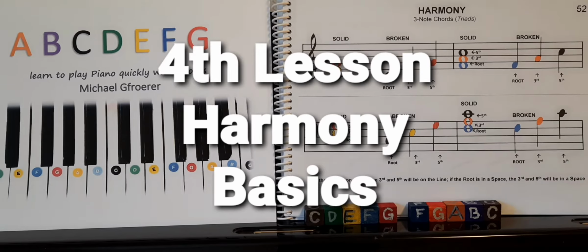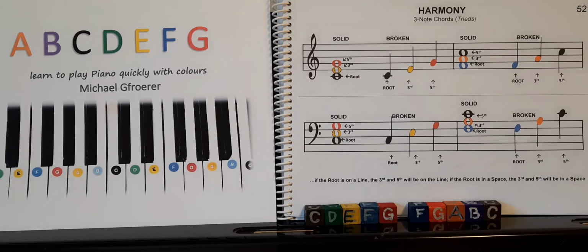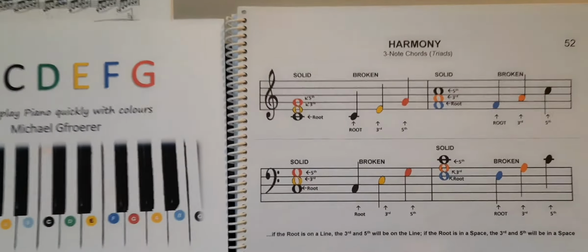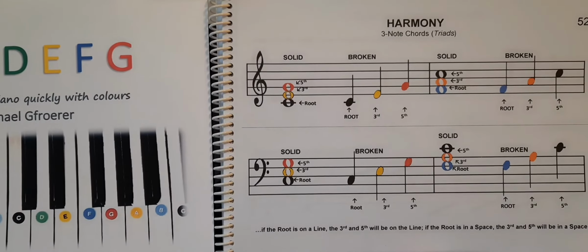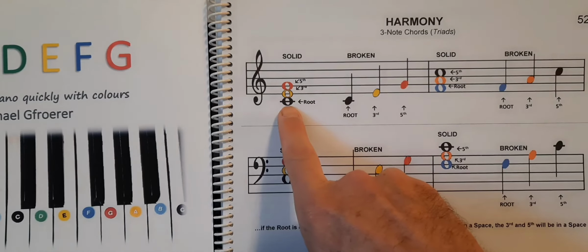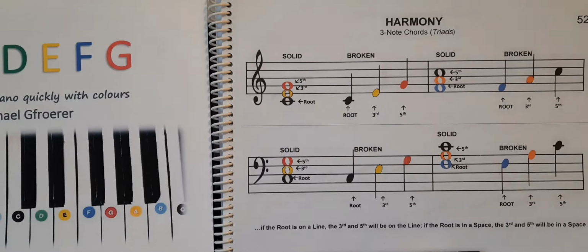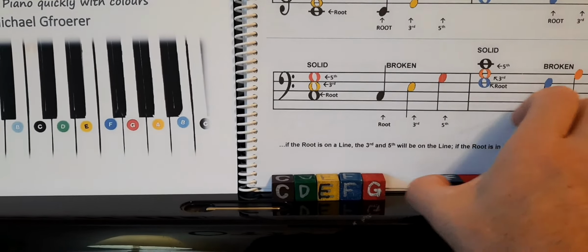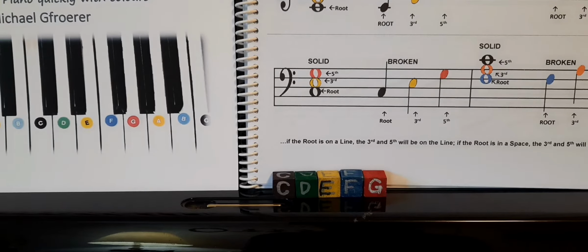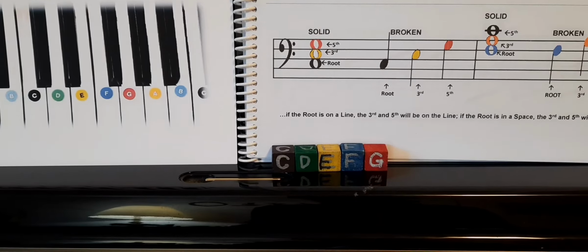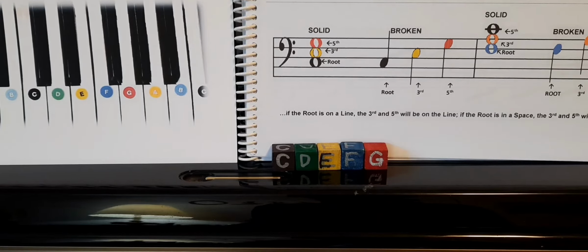So I want to get right into this. We're jumping right into a C chord. And you can see that the C chord is C, E, and G. I have my handy cubes here. A student of mine gave me these, but you can get them at the dollar store. And I put the note names on them.